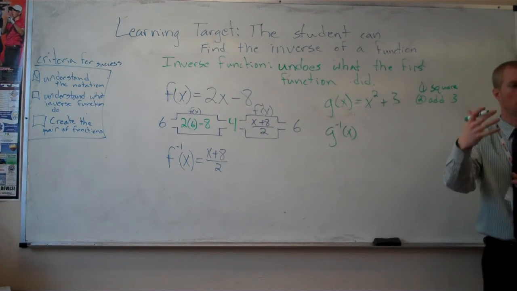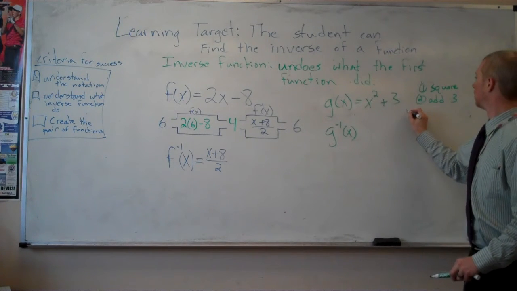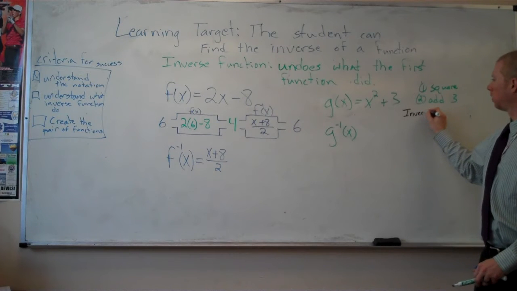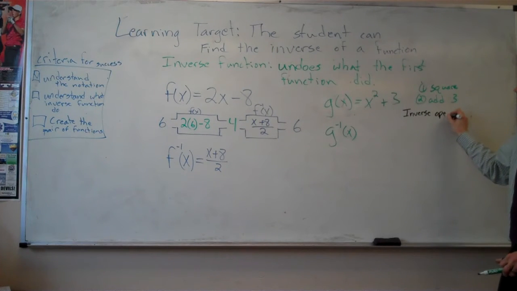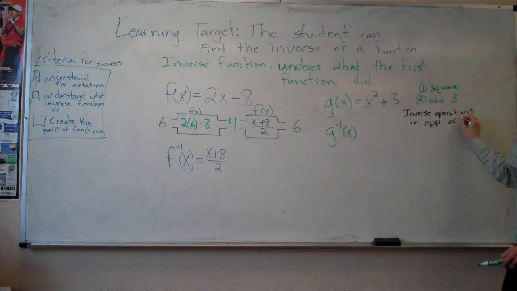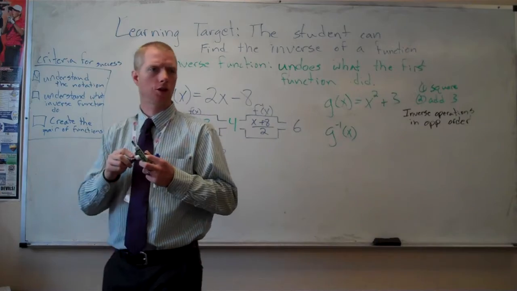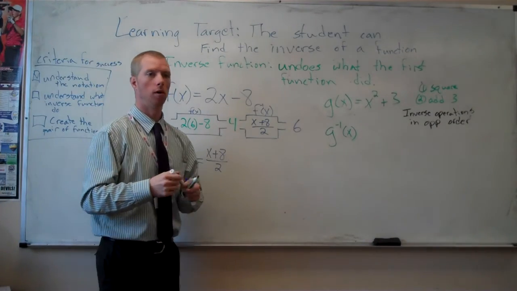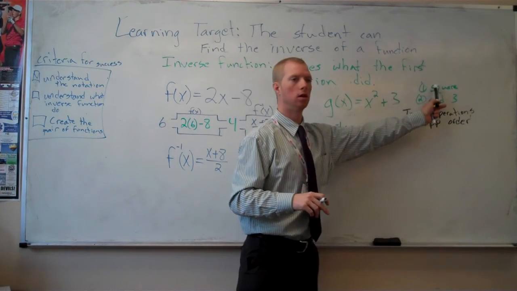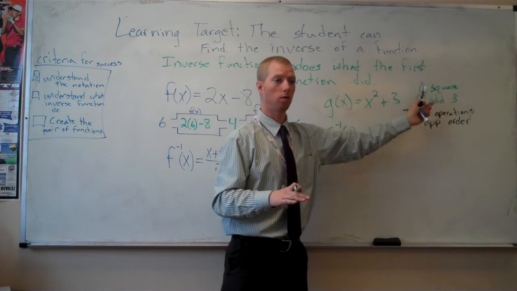In order to create the inverse function, you need to do inverse operations in opposite order. So we have, what's the inverse operation of squaring? Well, that would be square rooting. The inverse here would be subtract 3.